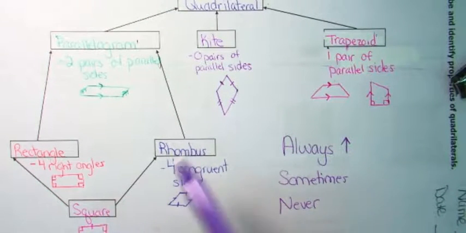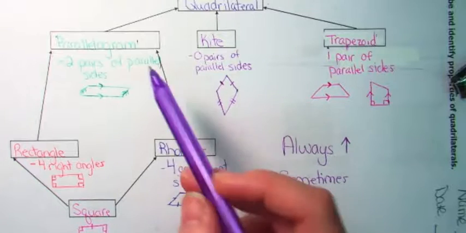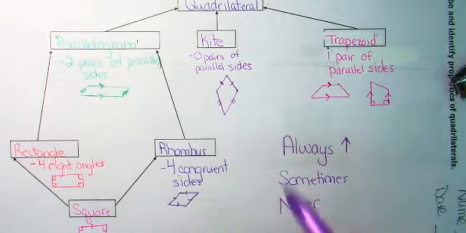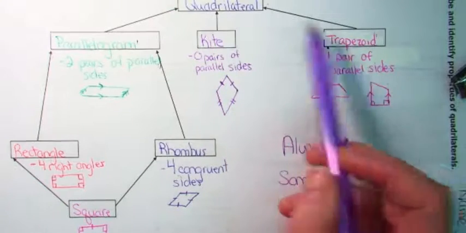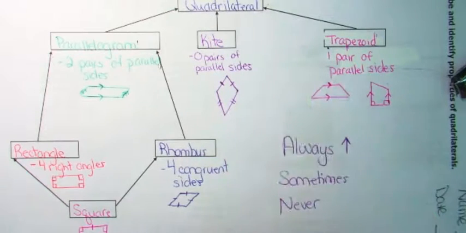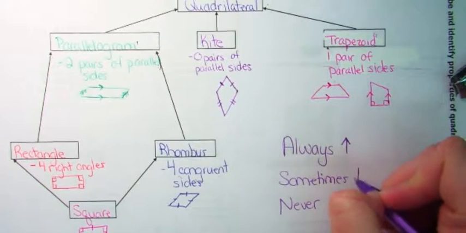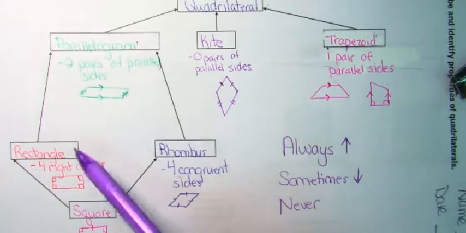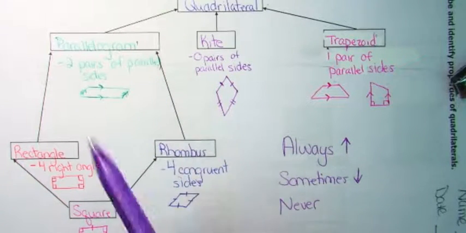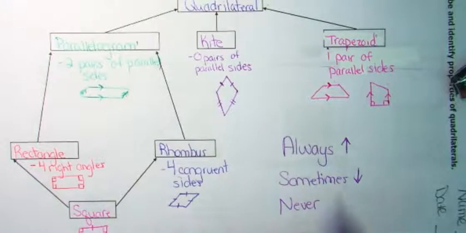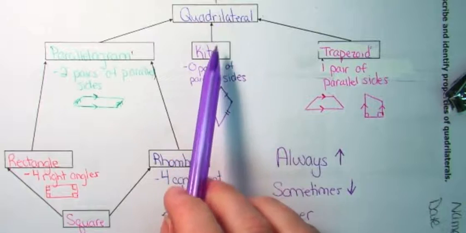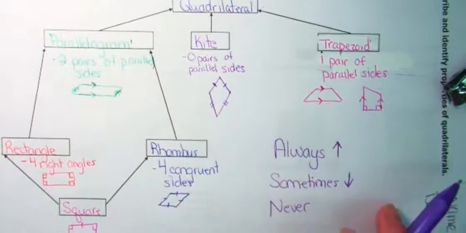A square is always a rhombus. A rhombus is always a parallelogram. A parallelogram is always a quadrilateral. A kite is always a quadrilateral. A trapezoid is always a quadrilateral. Sometimes is when you go down your chart. Parallelograms are sometimes rectangles, sometimes they're rhombuses, sometimes they're squares. Quadrilaterals are sometimes kites, sometimes trapezoids.